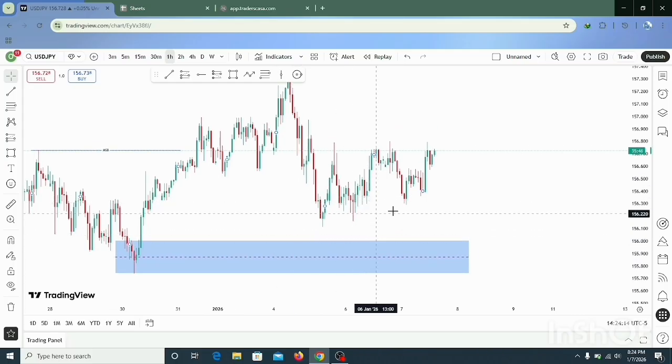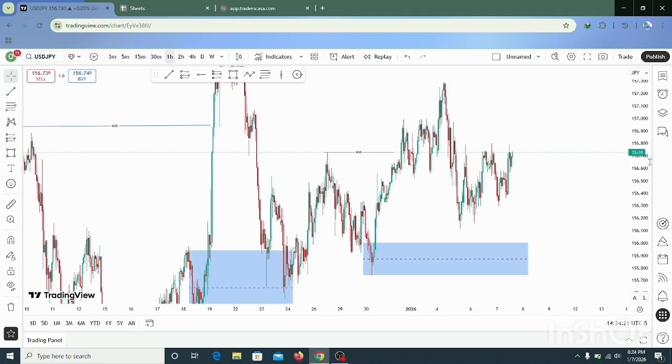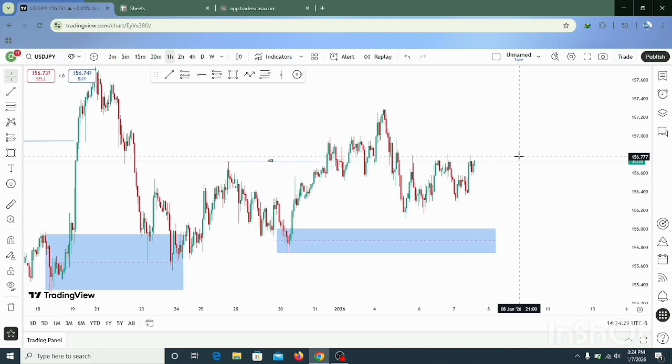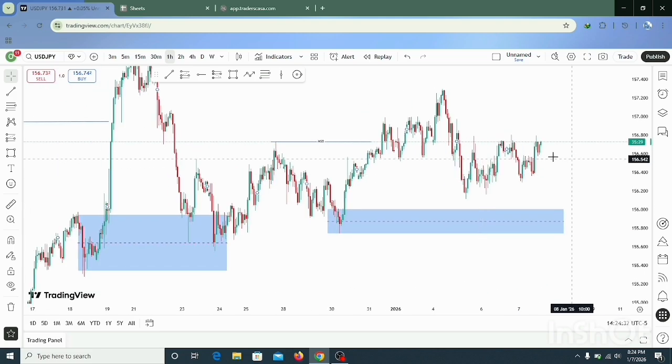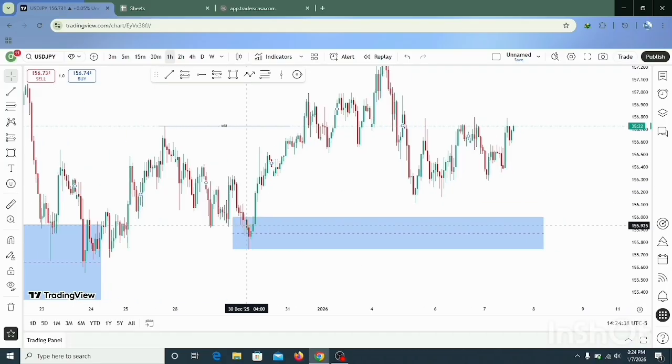Market is actually giving us continuation to the upside, but we are not going to rush into the market and start looking for entry, because what I'm seeing here is not clear. So do we have our sweep of liquidity?